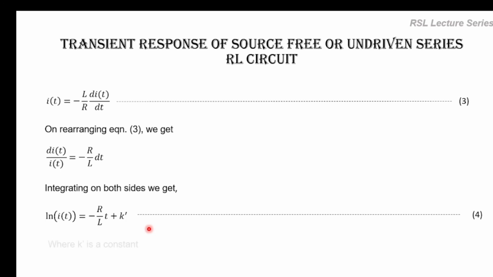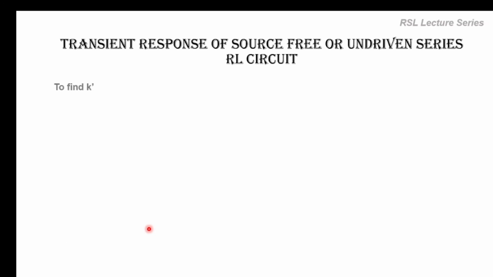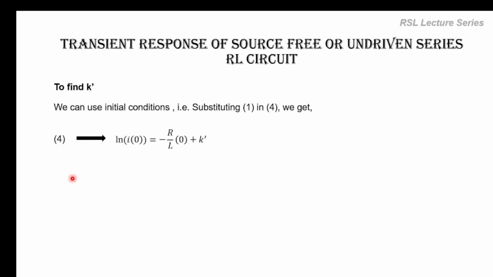Here k dash is a constant. Now we have to find k dash by using initial conditions. Already we have found the initial value of current, I naught. Now we can substitute in equation number 4. So ln I of 0 is equal to minus R by L into 0 plus k dash. The initial condition is nothing but t is equal to 0, so we are replacing t by 0 here. This was minus R by L into t, so t is replaced with 0. This was ln I of t, so ln I of 0 plus k dash.